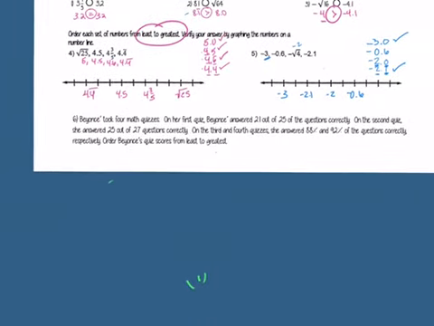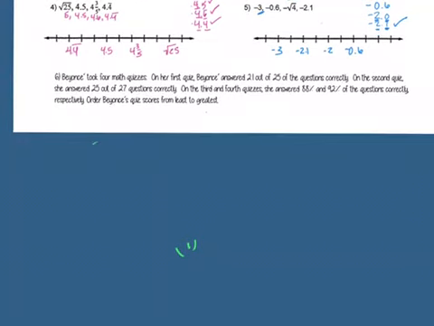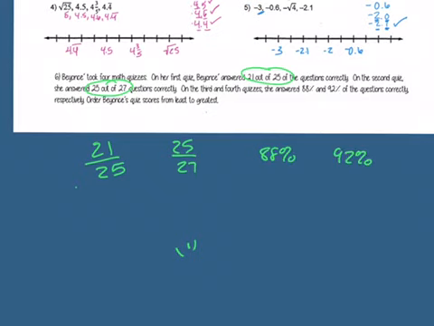On number 6, Beyonce took 4 math quizzes. On her first quiz, Beyonce answered 21 out of 25 of the questions correctly. On the second, she answered 25 out of 27. On the third and fourth, she answered 88% and 92%. And we want to list Beyonce's quiz scores from least to greatest. So in your calculator, we want to turn them all into decimals. Again, same thing. I would just divide.